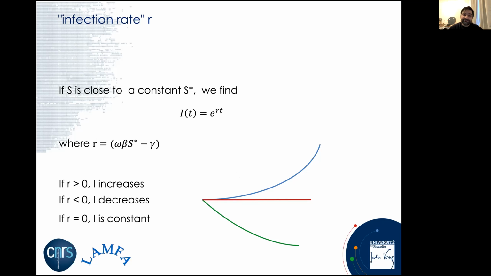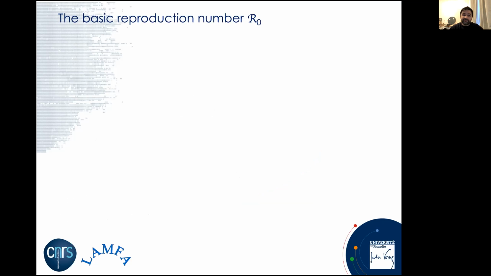So they change a little bit the concept to the basic reproduction number. If I remember well, the one who introduced the basic reproduction number was Lotka, the same as Lotka-Volterra. But it's quite easy to understand for mathematicians.